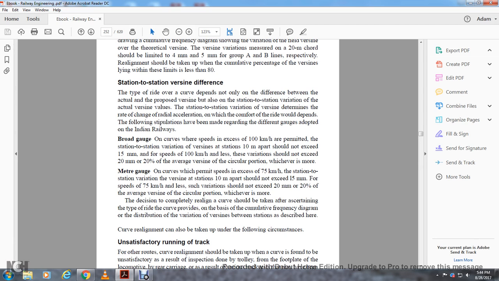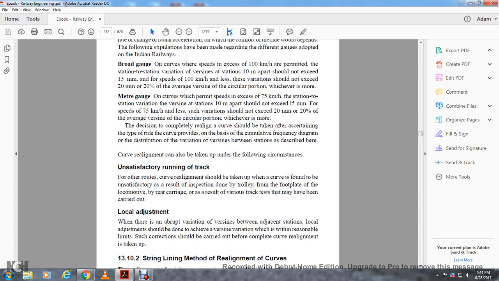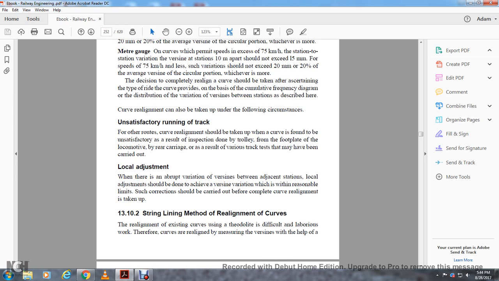The decision to realign the curve should be taken with due consideration of the type of ride over the curve, to provide the basis for the cumulative frequency diagram. The distribution of variation of versine between stations is described here. Curve realignment can be taken up in the following circumstances: unsatisfactory running of the track, or when a curve is found to be unsatisfactory.